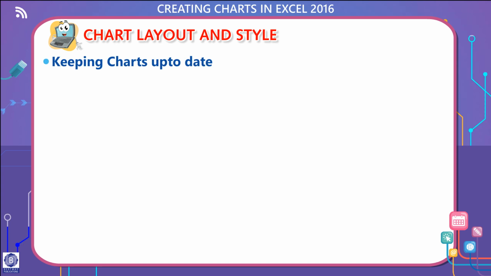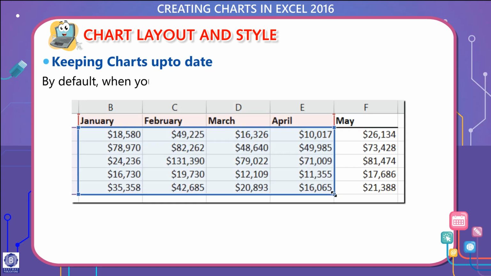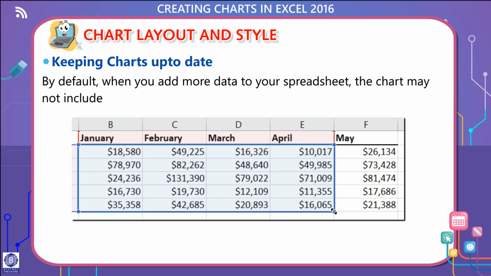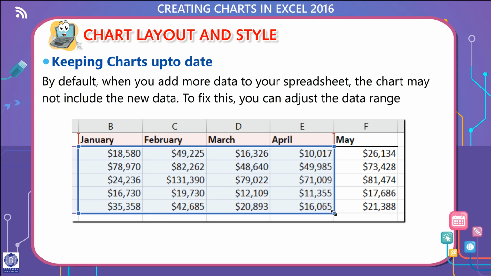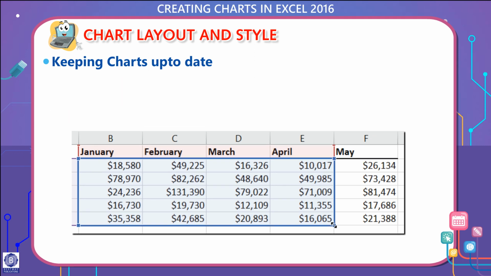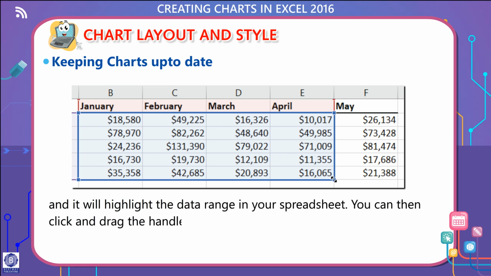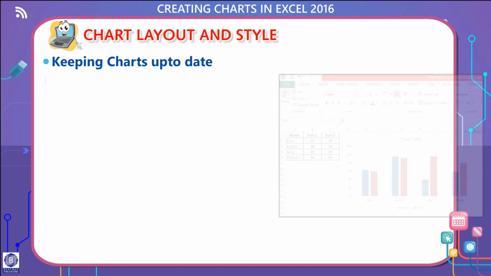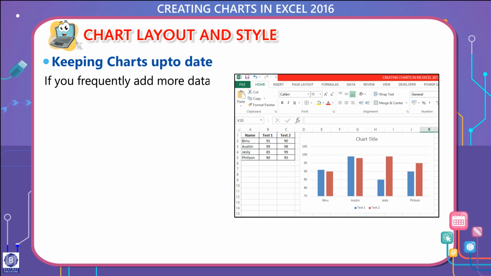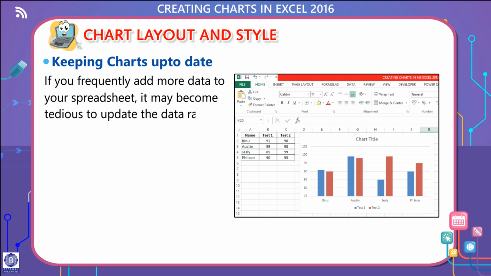Keeping charts up to date. By default, when you add more data to your spreadsheet, the chart may not include the new data. To fix this, you can adjust the data range by simply clicking the chart, and it will highlight the data range in your spreadsheet. You can then click and drag the handle in the lower right corner to change the data range.